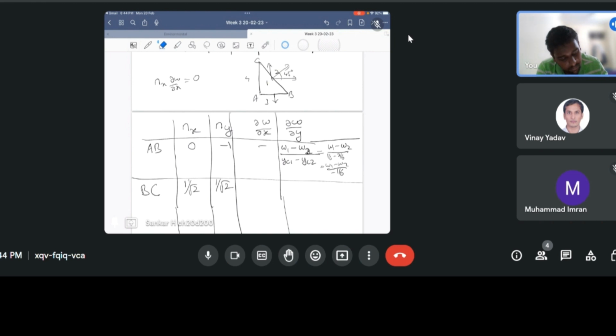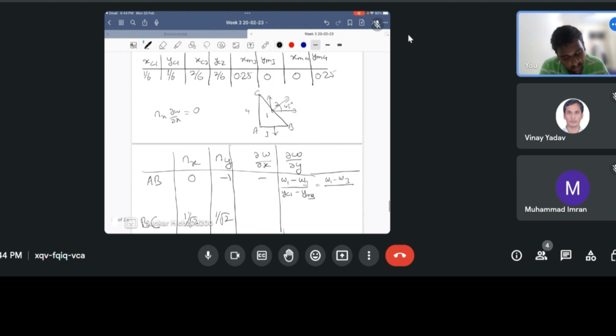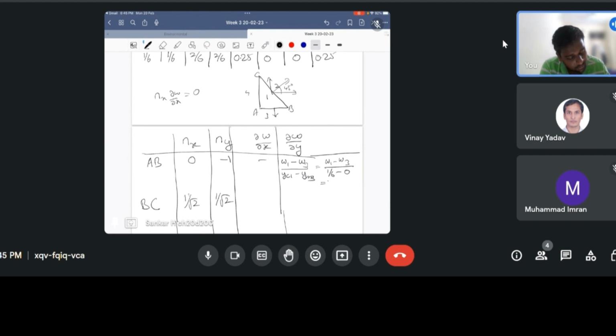Oh, one second, I have made a mistake here. It's actually w1 minus w3. Wait, I think I have made a mistake somewhere. It's ym3, since it's along AB, which is given by w1 minus w3 divided by yc1, which is 1 by 6, minus ym3, which should be 0. So this is w1 minus w3 by 1 by 6.